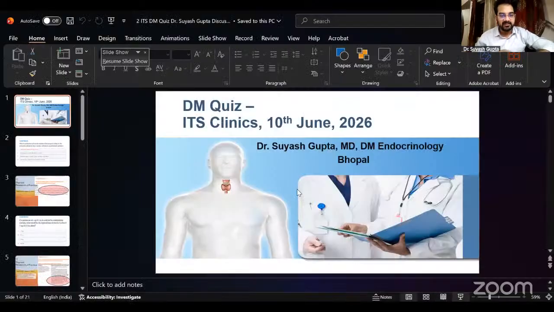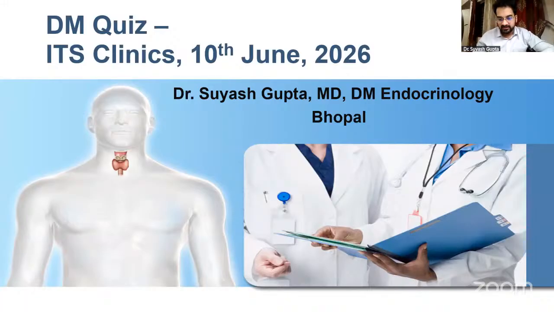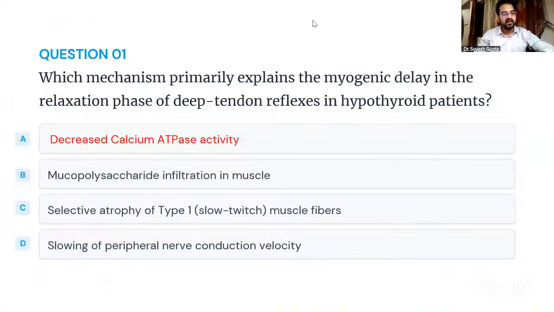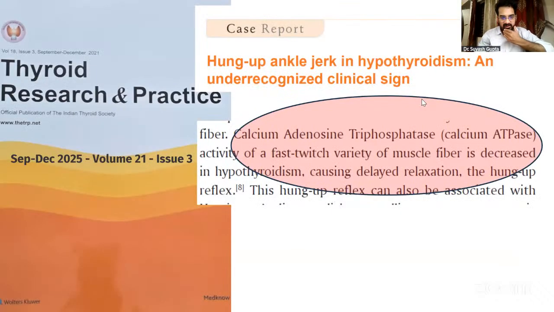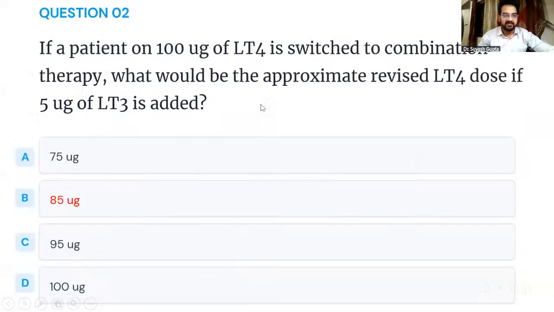So I've shared on my screen the answers for the quiz we have just had. I'll quickly go through all the answers. So question 1, the answer was decreased calcium ATPase activity, being the mechanism which primarily explains the myogenic delay in the relaxation phase. There's this flagship journal by the Indian Thyroid Society, Thyroid Research and Practice, you can go through it to quickly get a hold of all these important concepts. It also mentions that calcium ATPase activity of a fast twitch variety of muscle fiber is decreased in hypothyroidism, causing the delayed relaxation, the hung-up reflex.